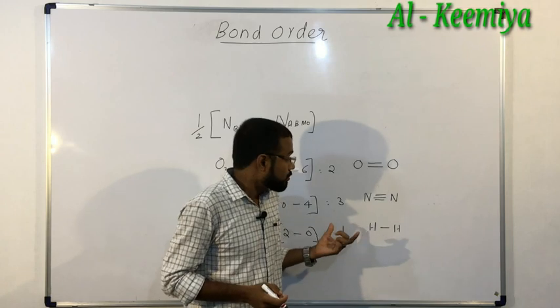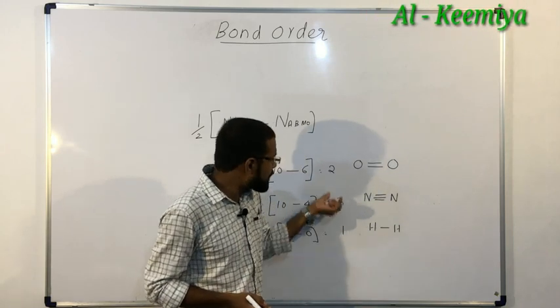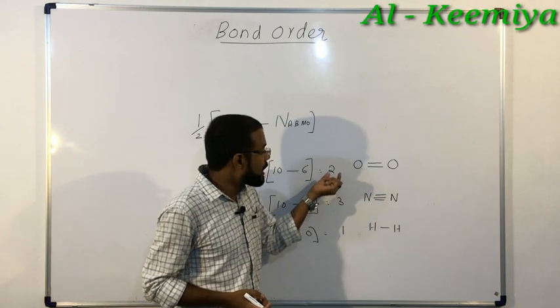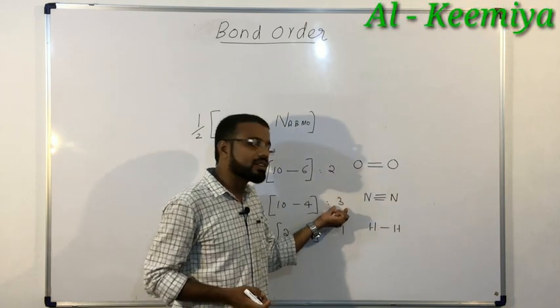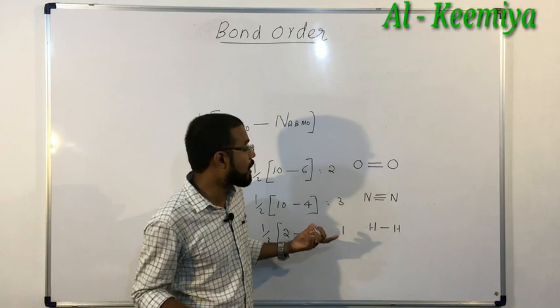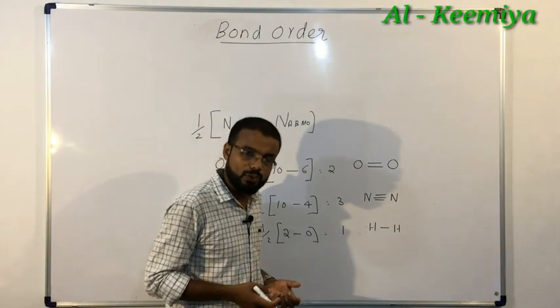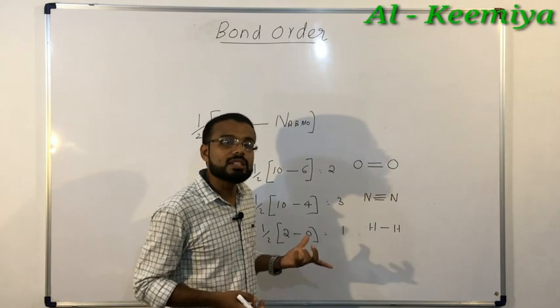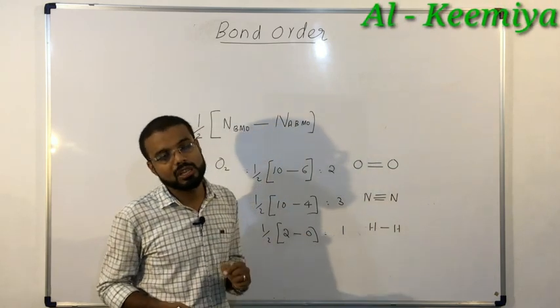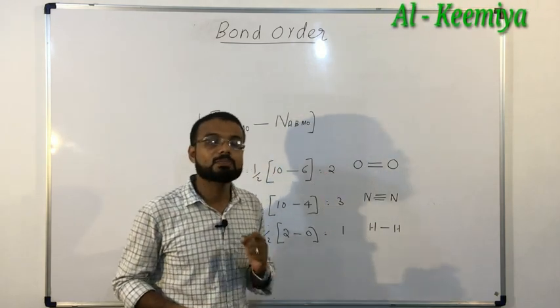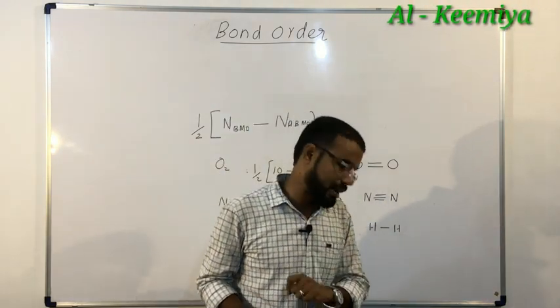Now if bond order is in between 1 and 2, it has partial double bond character. If it is a fraction, for example 1.5, the bond order is 1.5, so that has partial double bond character. If it is in between 2 and 3, it has partial triple bond character.